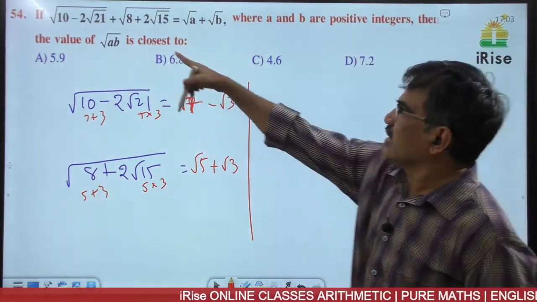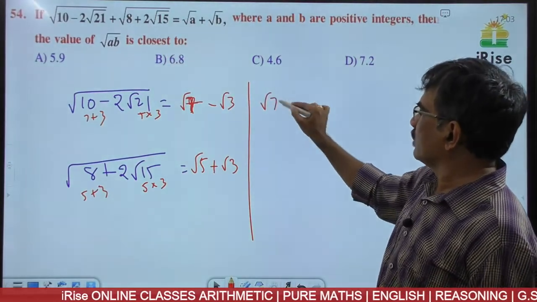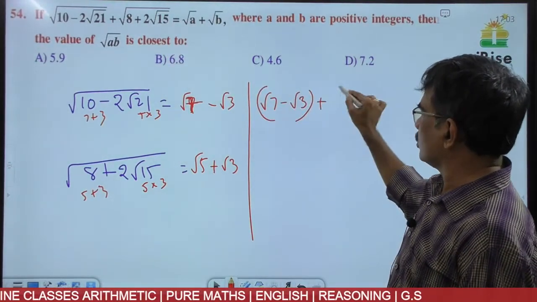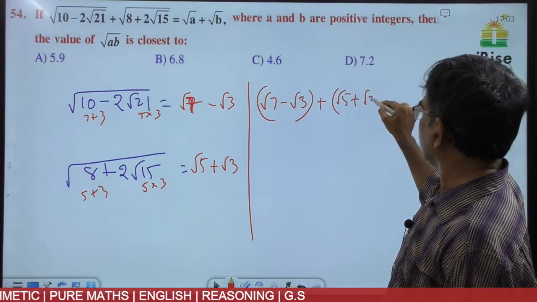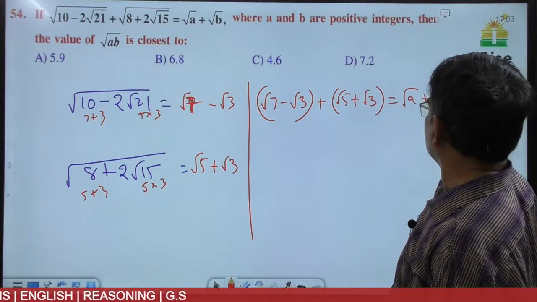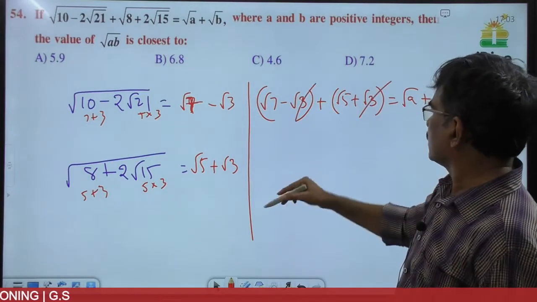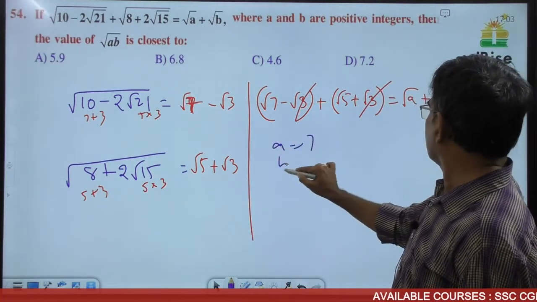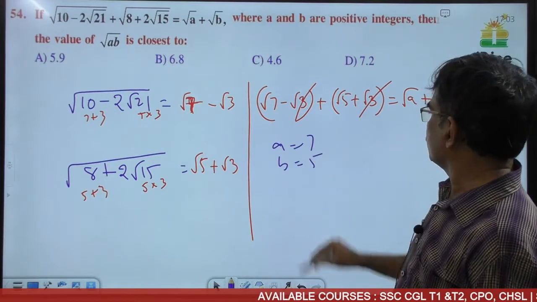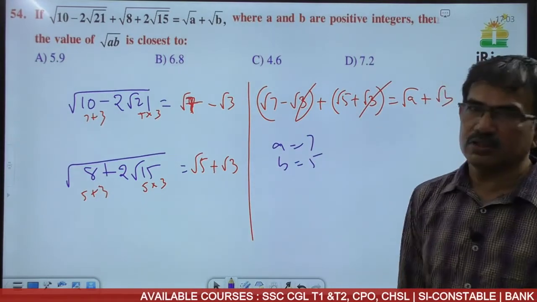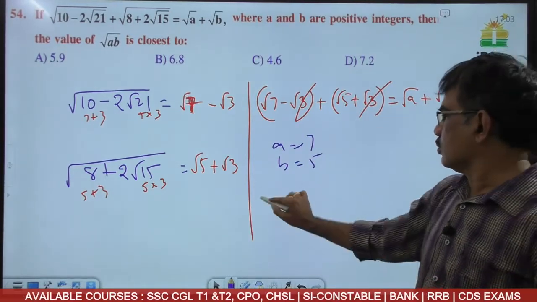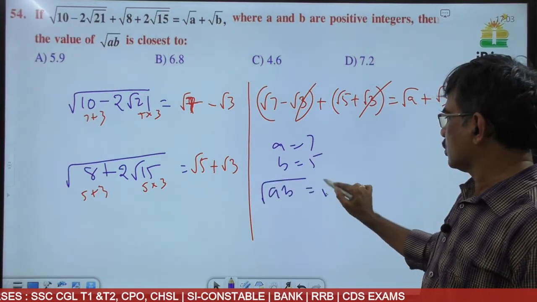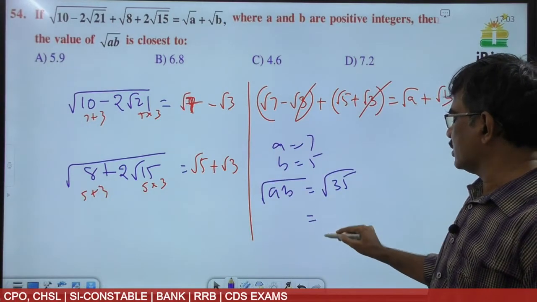Okay, then add these two. What we get? Root 7 minus root 3 added to root 5 plus root 3 is equal to root a plus root b given. These two get cancelled. So from this we can say that one is a 7, other one is a 5. Root a plus root b. Then what is root ab? Root of 35.